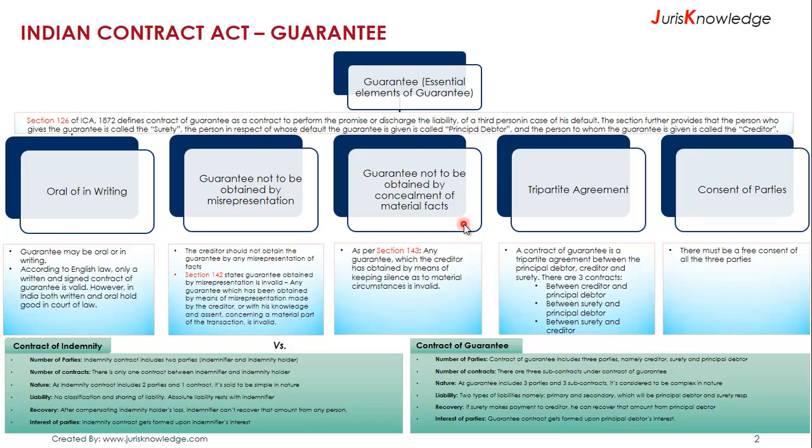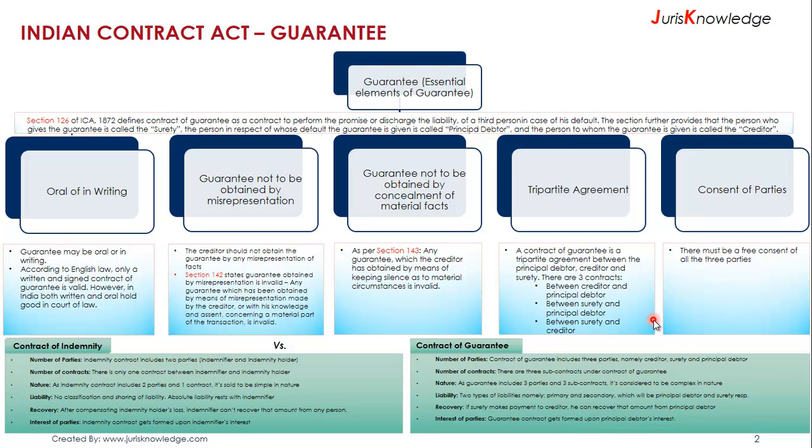The third key essential element is that the guarantee is not to be obtained by concealment of material facts. As per Section 143, any guarantee which the creditor has obtained by means of keeping silence as to material circumstances is invalid. The fourth essential element is the tri-party agreement. Any kind of contract of guarantee is a tri-party agreement between the principal debtor, the creditor, and the surety.